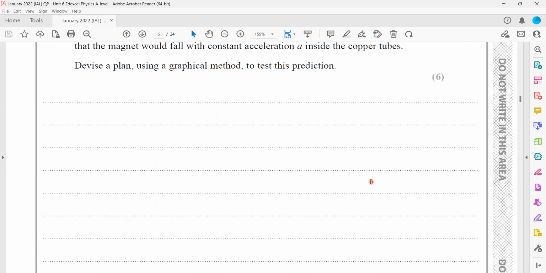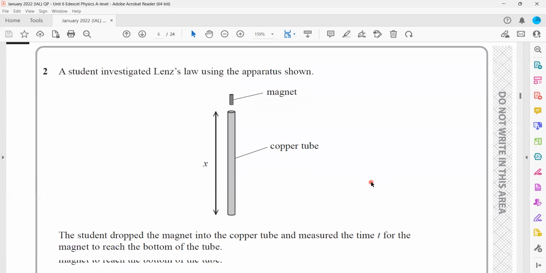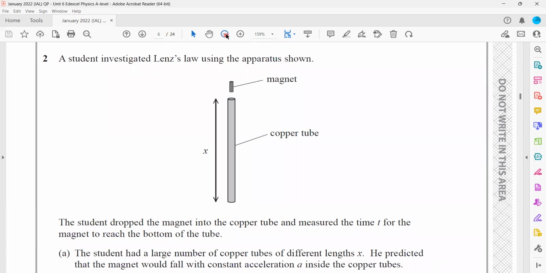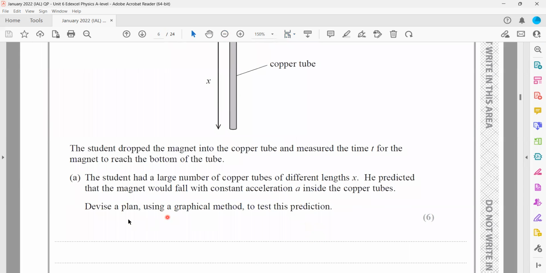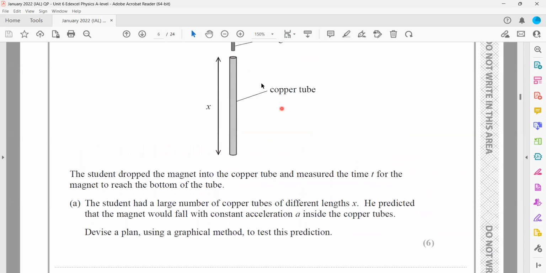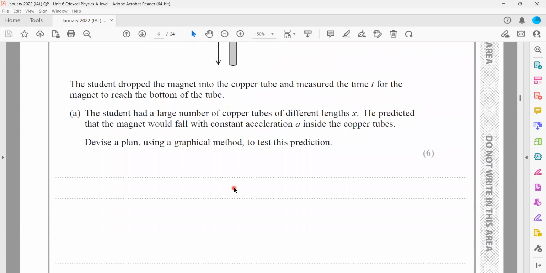This whole experiment is in the magnetism topic, like planning an experiment. We have to devise an experiment, and using a graphical method means we have to plot a graph, and we have to mention which values will be plotted. The student has a large number of copper tubes of different lengths, and he predicted that the magnet will fall with constant acceleration inside the tube, that is, the acceleration of the falling magnet will be constant.